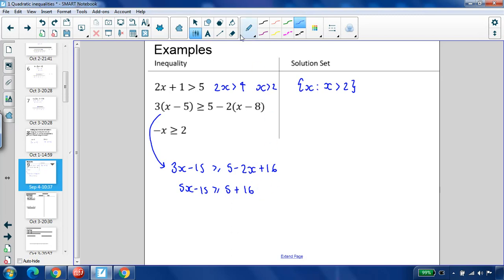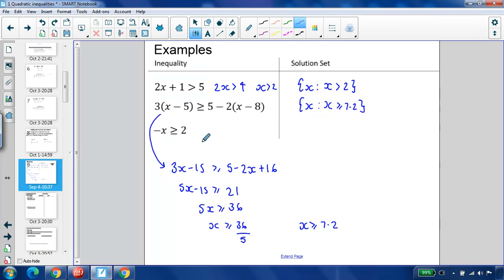And I'm going to combine the 5 and the 16 together to get 21. Then let's add 15 to both sides and divide by 5. Now I can leave the solution like that, or you can write it in decimal form, and the solution set is going to be that.